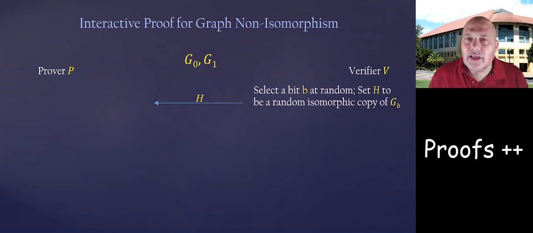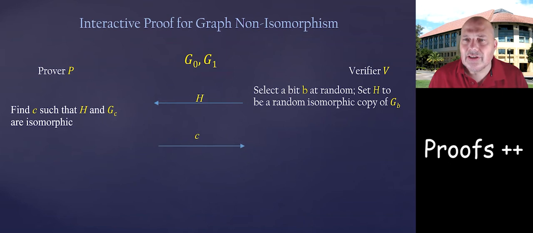and I'm going to send H to the prover. Now, if G0 and G1 are non-isomorphic, then H is isomorphic to exactly one of them. H is isomorphic to GB, and it's not isomorphic to the other graph, because otherwise we would get, by composing, an isomorphism between the two. So find C such that H and GC are isomorphic, send C, and the verifier accepts if C equals B. So if the verifier chose Coke and disguised it, and the prover said, yeah, it's Coke, then you'll accept. If the verifier chose Pepsi and disguised it, and the prover said that it's indeed Pepsi, then the verifier will accept. But if the prover chose the wrong bit, then it's going to reject.